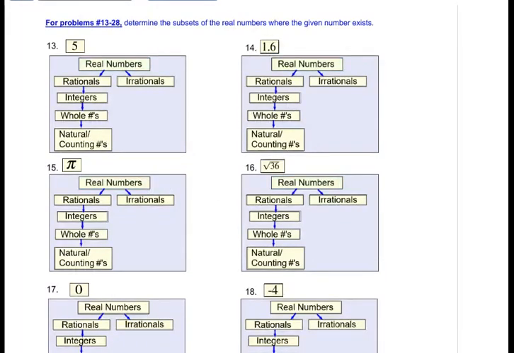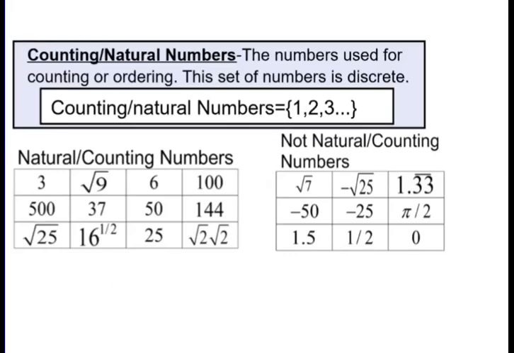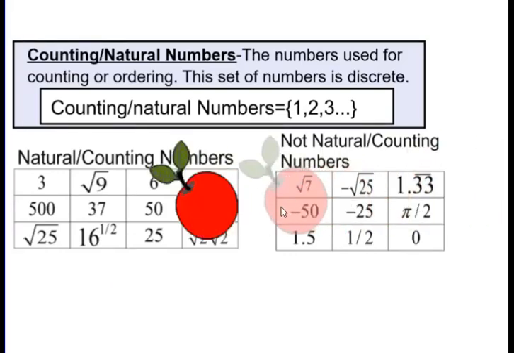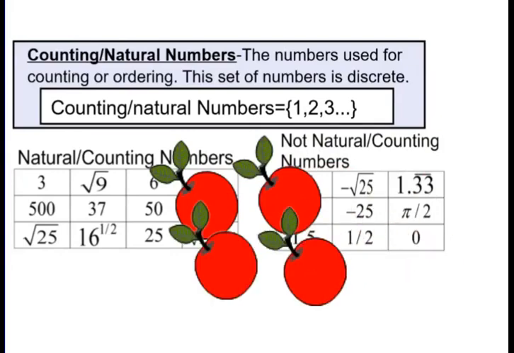In number 13, we are classifying the number 5. Let's see if it is a counting number, which has another name, the natural numbers. The counting numbers are the numbers we use to count objects like apples. 1, 2, 3, 4, 5 apples. So yes, 5 is a counting number.